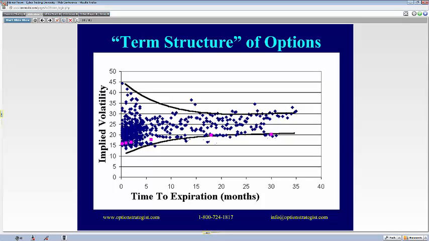This is a picture of the implied volatility of OEX options. This is a scatter diagram of different days. And what you really want to notice here on this graph is that an option with very little time remaining can have implied volatilities that are all over the place.